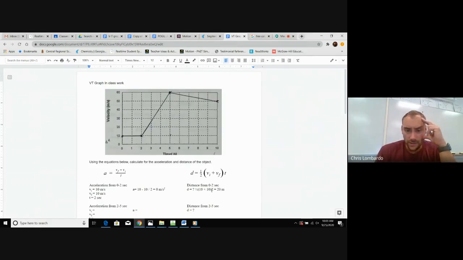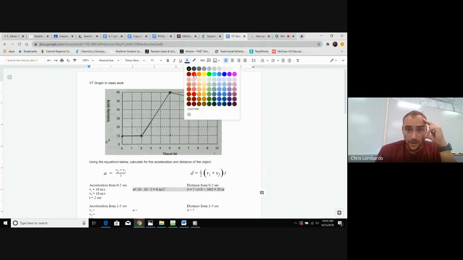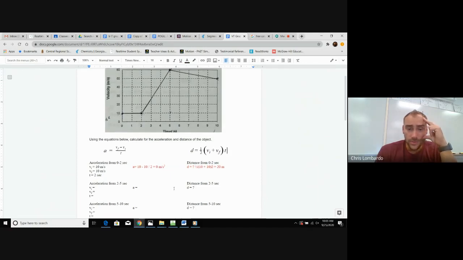Once you guys have done the acceleration and the distance, I would like you to please highlight that, put it down for red. Okay, and then you guys are going to repeat the process: finding VI, finding VF, T, plugging it into the acceleration equation, plugging it into the distance equation.